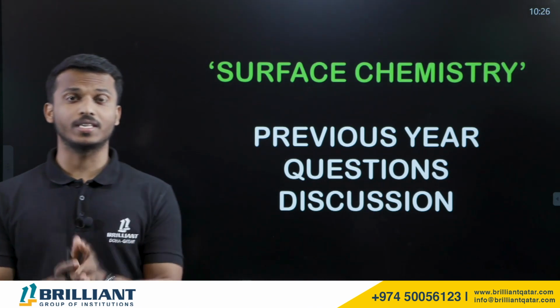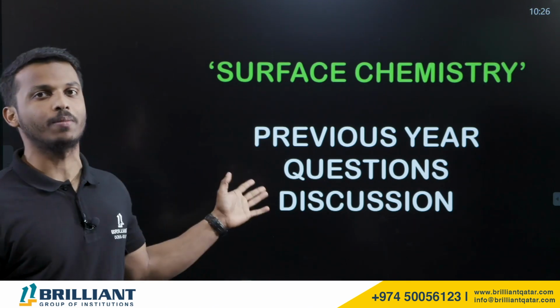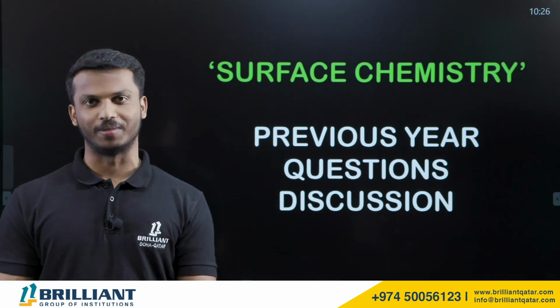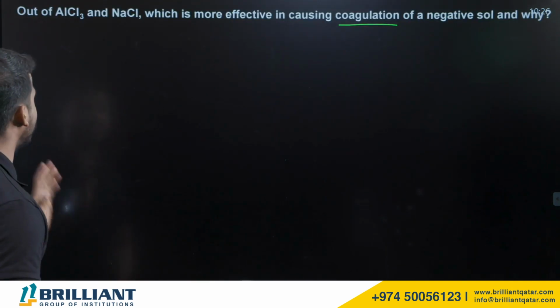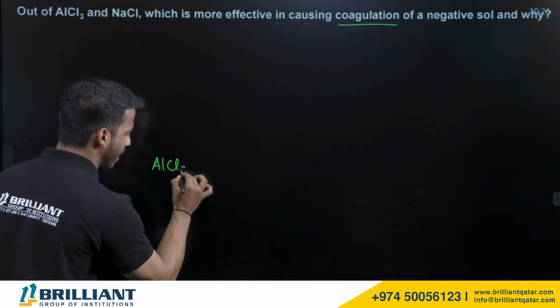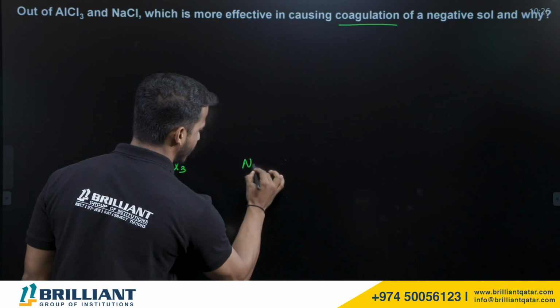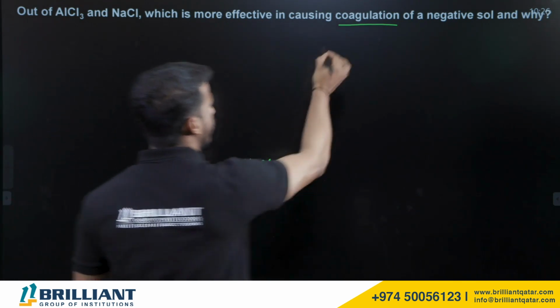Today we are here to discuss the most important previous year question from the chapter Surface Chemistry for your upcoming term 2 examination. Let's go to question number 1. Out of AlCl3 and NaCl, which is more effective in causing coagulation?